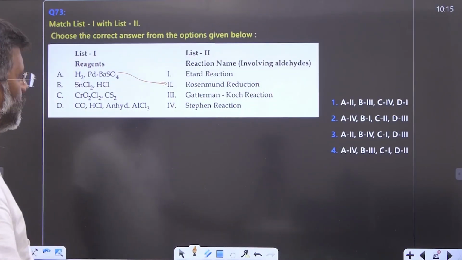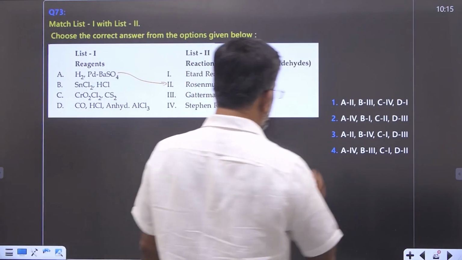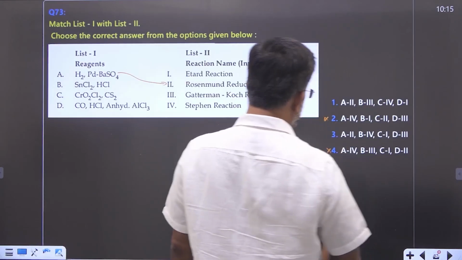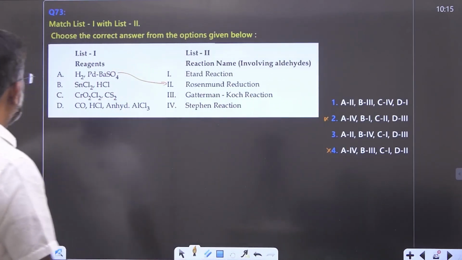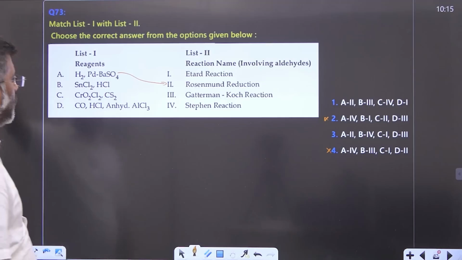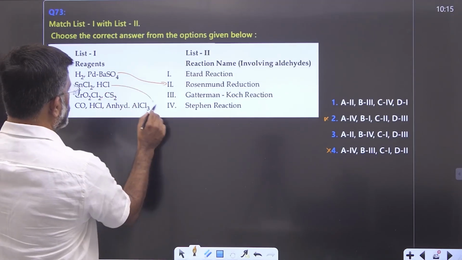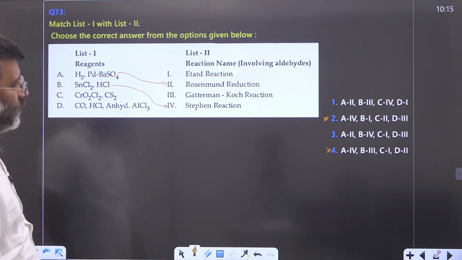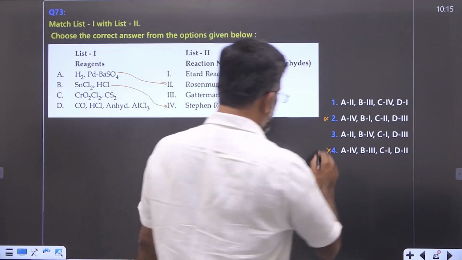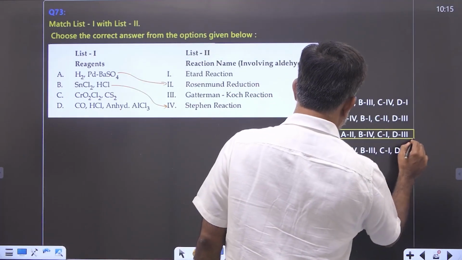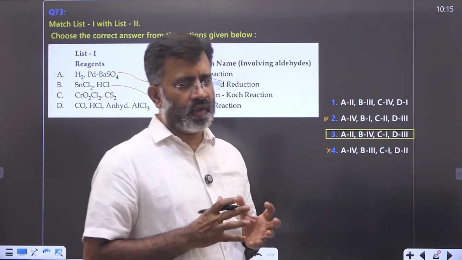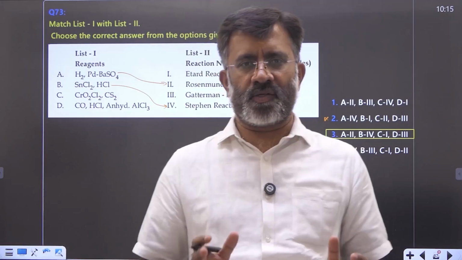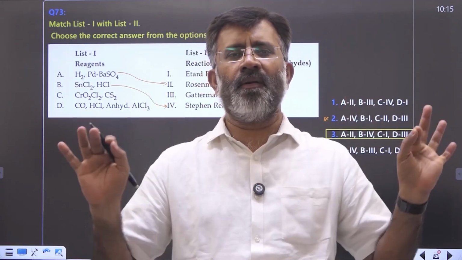So A to 2 means this is out, this is out. What about B? SnCl2 and HCl, that is Stephen reduction. SnCl2 and HCl is Stephen reduction, and we get the answer. Once again, based on very popular reagents and very popular reactions. Direct, simple question. Okay.